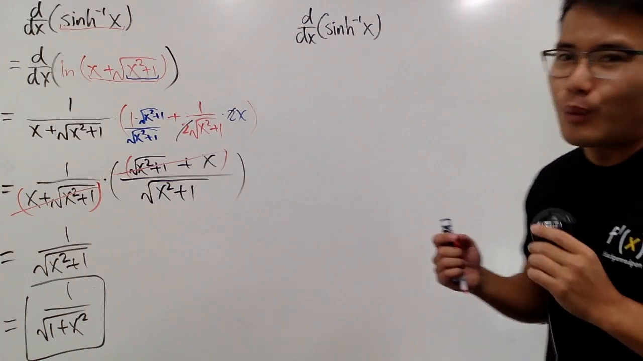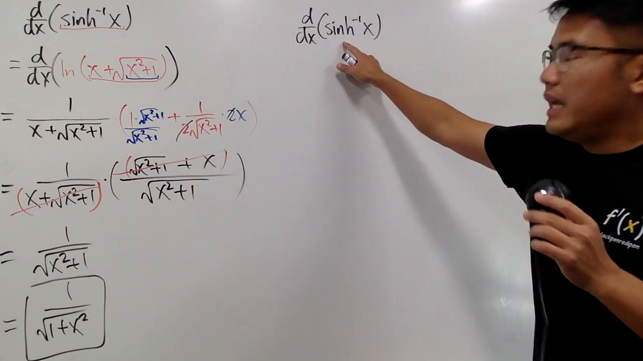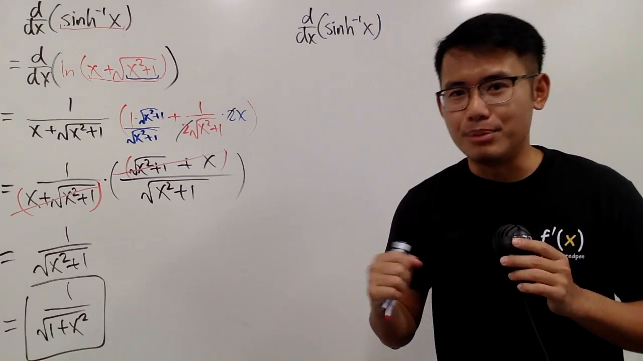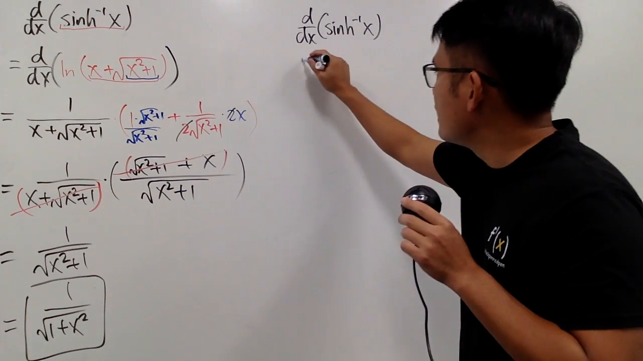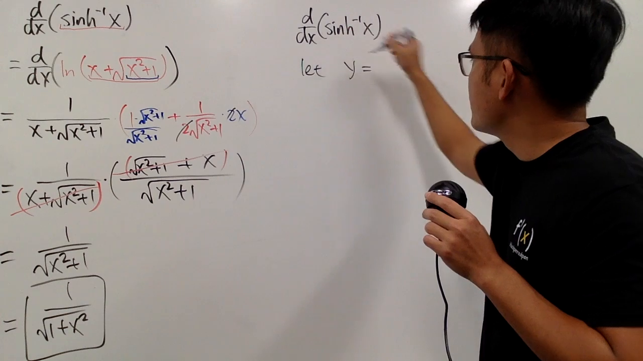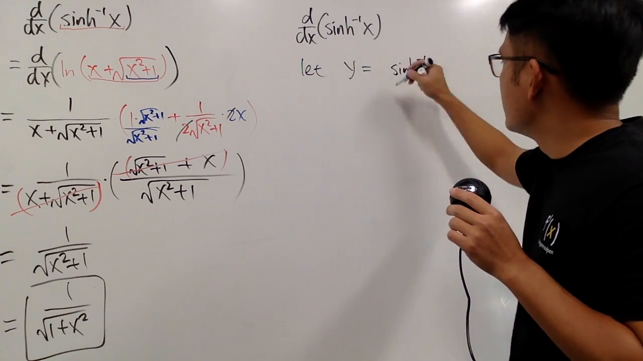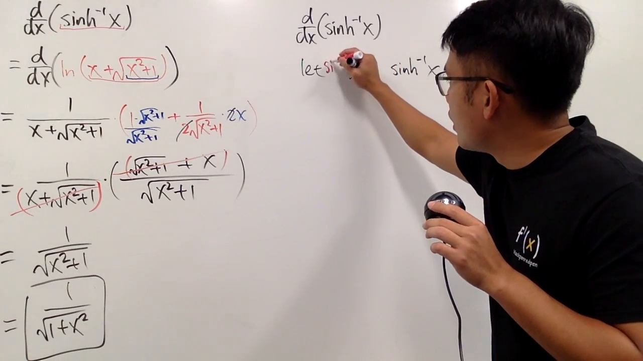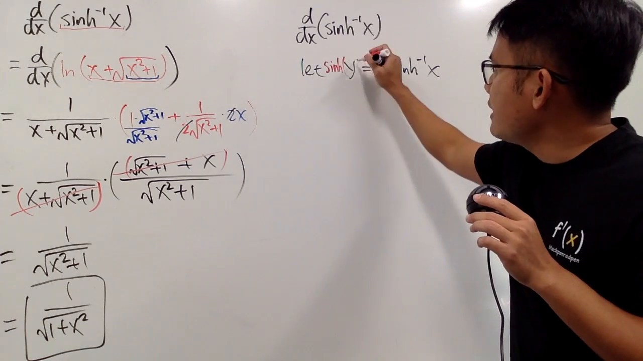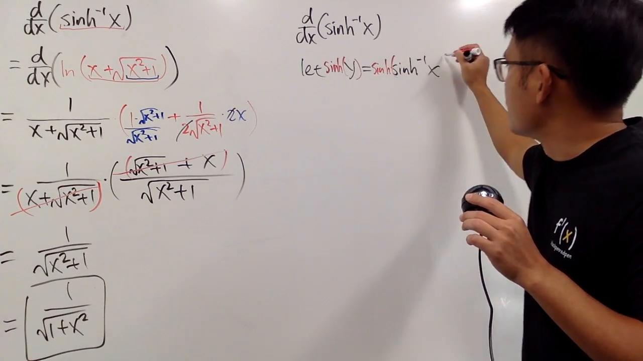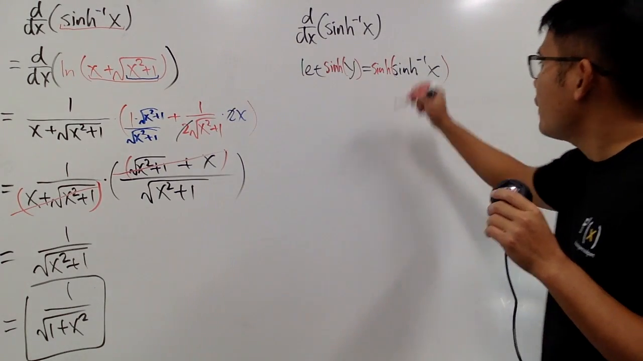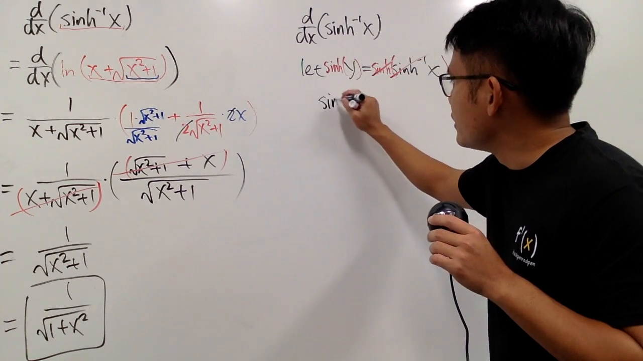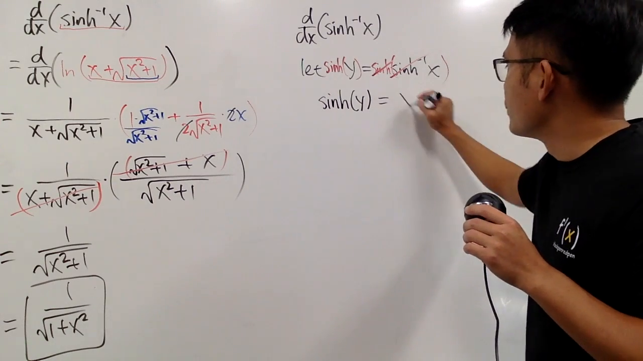Anyway, let's talk about the second way to do this. You see, this is an inverse function. So one of the ways to get the derivative of the inverse function is to use implicit differentiation. So right here, I can say let y equal the inverse hyperbolic sine x. And then from here, I'm going to take the hyperbolic sine, or the sinh if you like to call that, on both sides. And from here, you see sinh and the inverse sinh cancel each other out, and then we just get sinh y being equal to x.